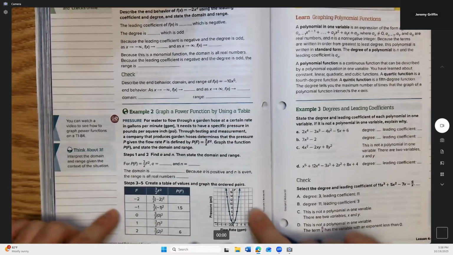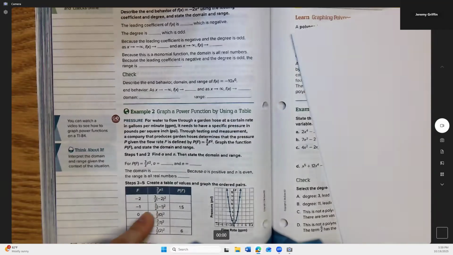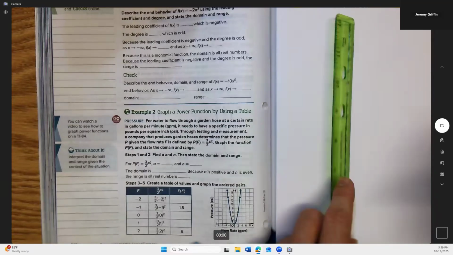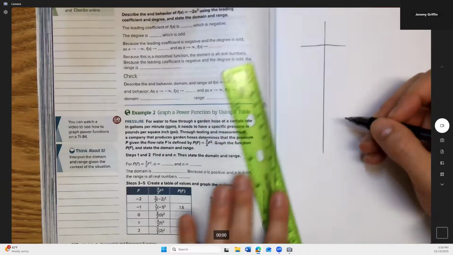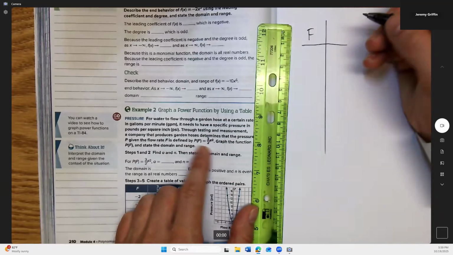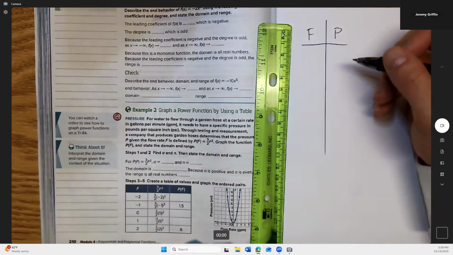Here's what I'll do with you guys. I'll show you exactly how to put this table together. Guys, any graph that you ever want to make, if you have no idea what the graph looks like, or if it's getting kind of complicated, you can always make an XY table. In this case, it's not XY. Instead of X, we have F for flow rate, but that's kind of like X. Instead of Y, we have P for pressure. So let's find a bunch of values.